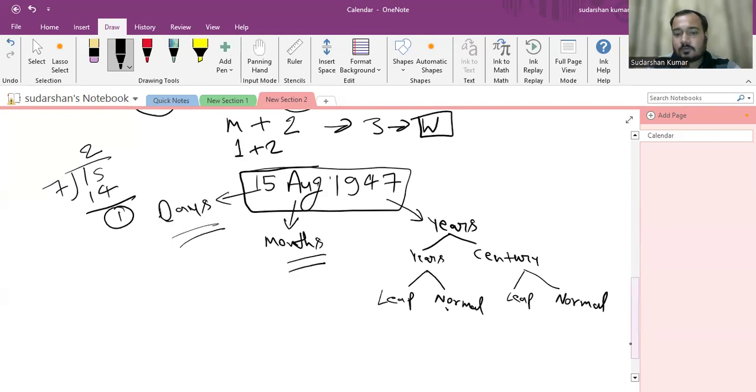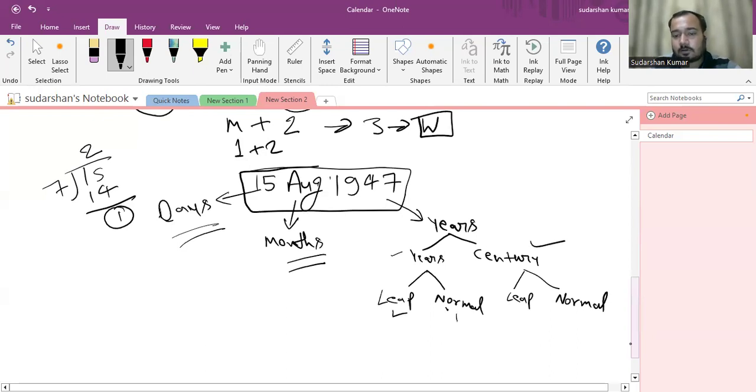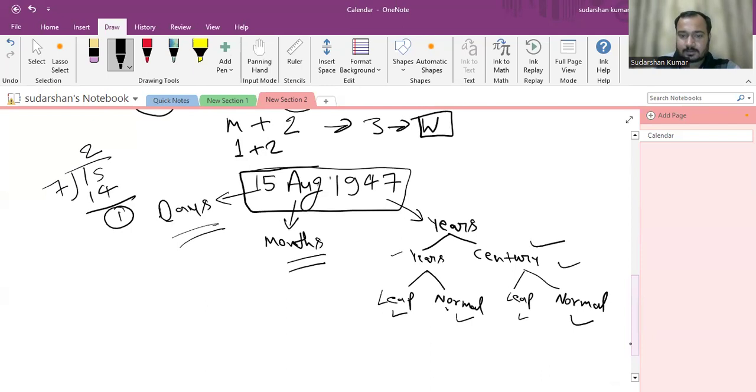And in years, we have to find odd days in years as well as century. In years, we have to find odd days in leap year and normal year. In centuries, we have to find odd days in leap century and normal century. This overall concept will lead us to the day of any particular date.